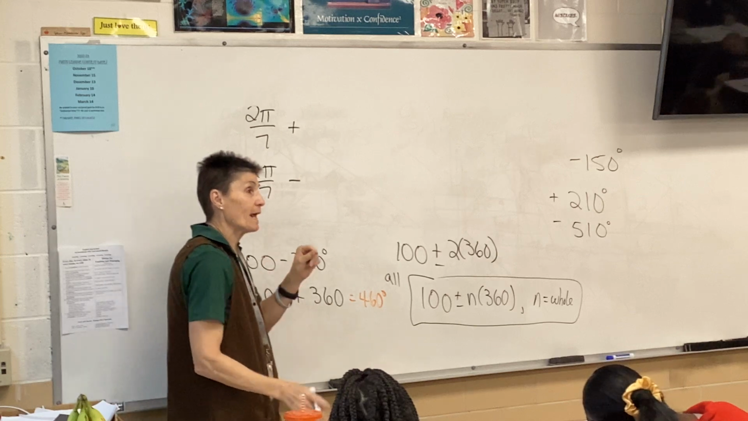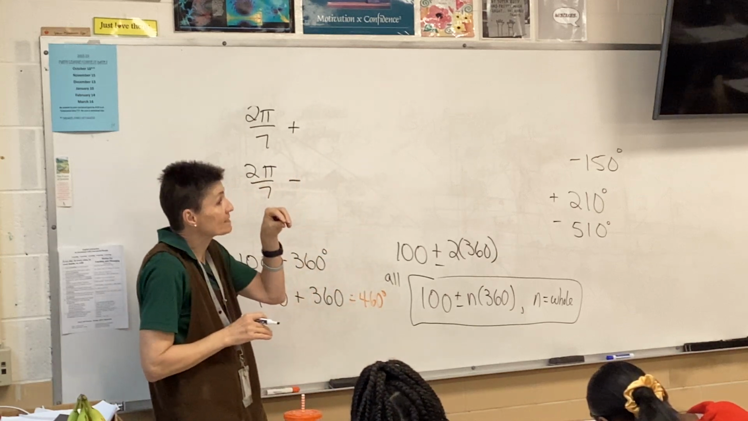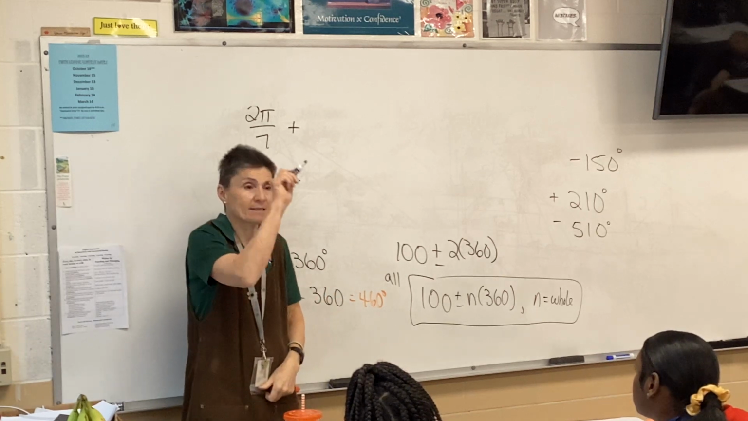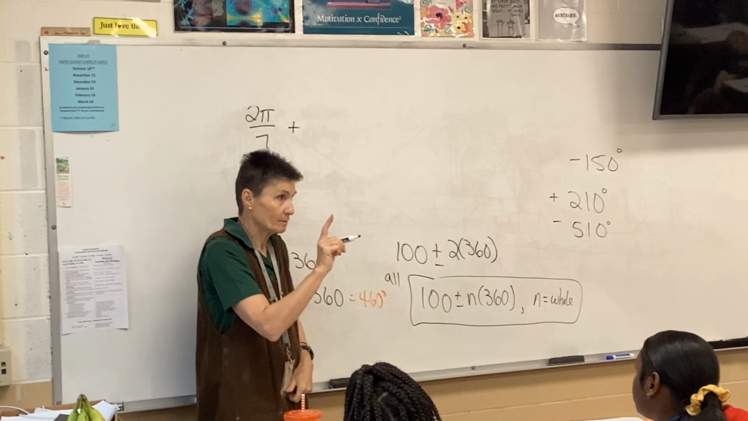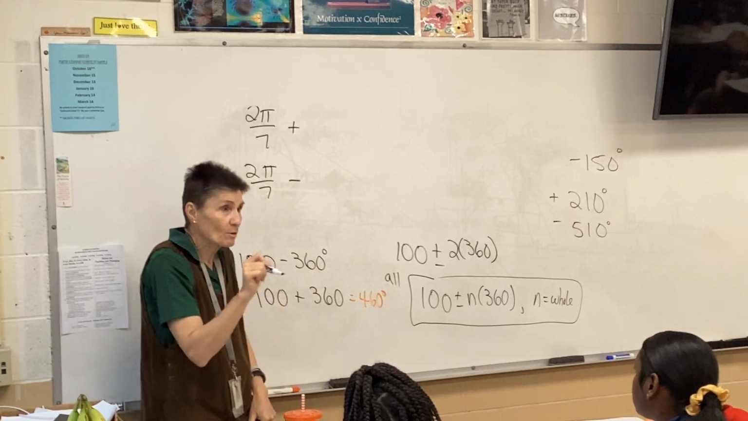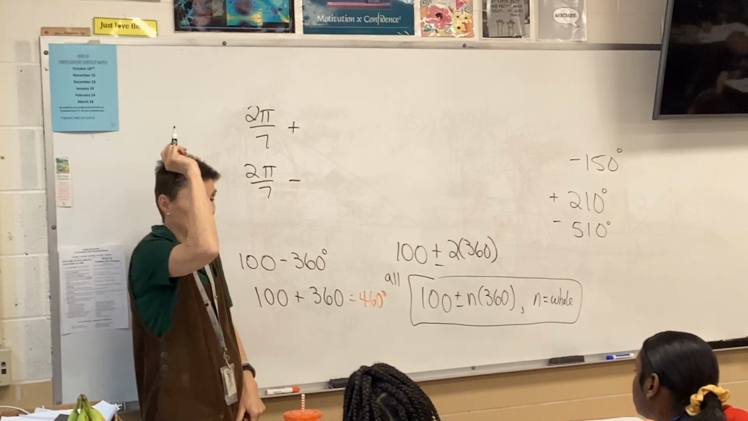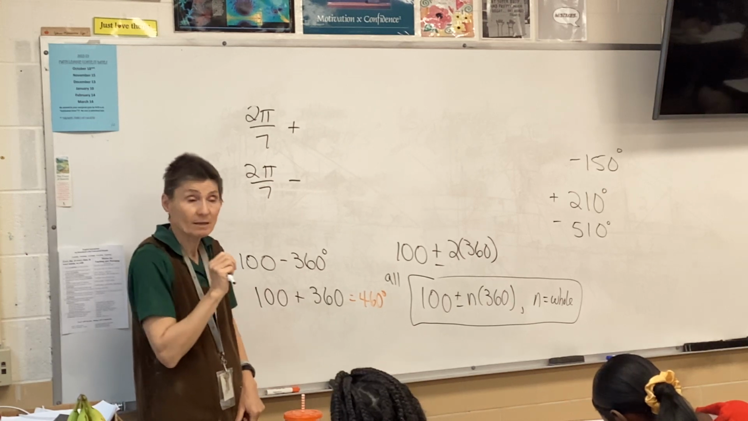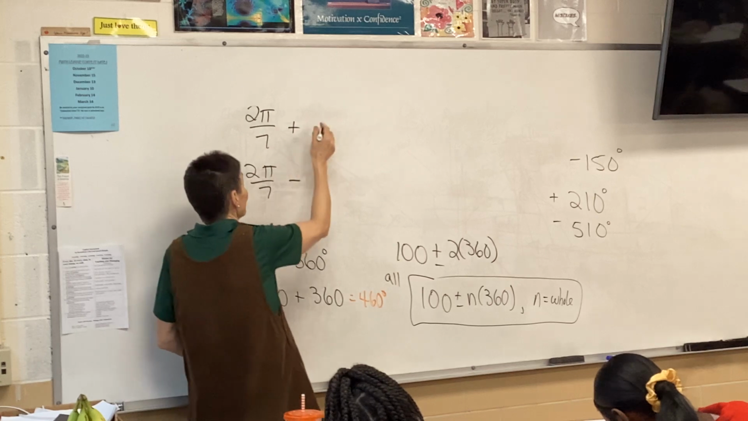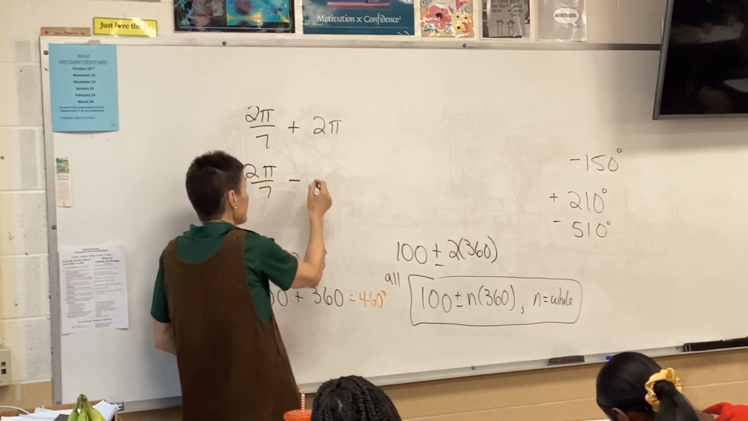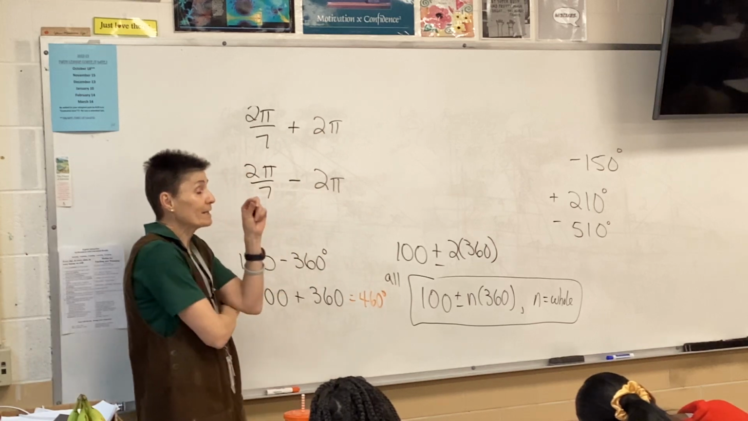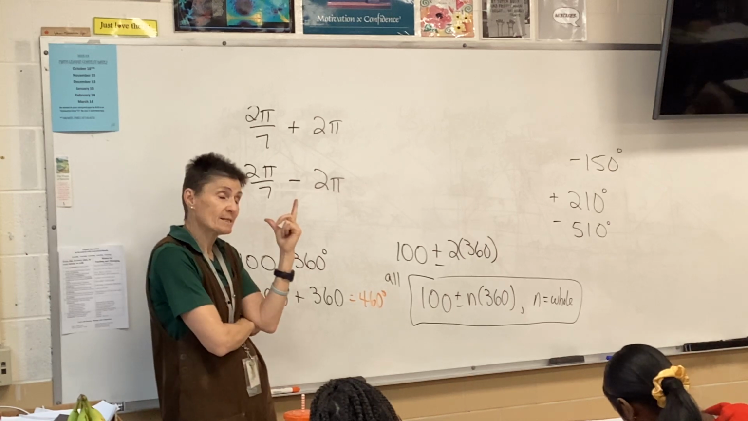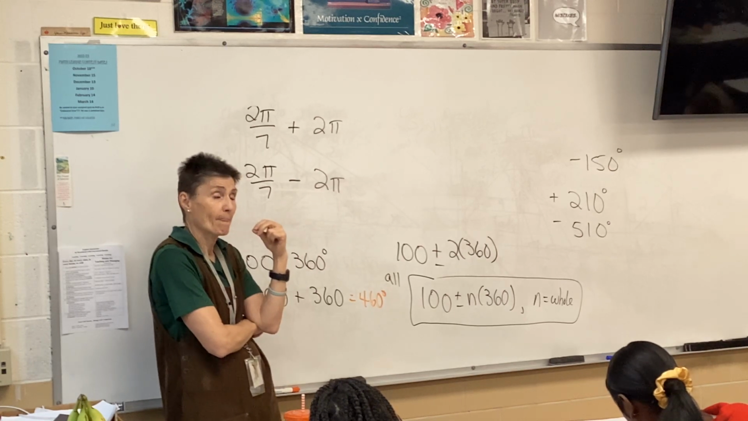Now, what are we gonna add? Please don't add 360 because 360 is a degree. But why is it 360? What does 360 represent? A revolution. So in radians, what's a revolution? 2 pi. Pi is 180. So 2 pi is 360. So we're going to take our 2 pi over 7 and add 2 pi or subtract 2 pi. To find coterminal angles, you add and subtract revolutions. So in degrees, that's 360. In radians, that's 2 pi.